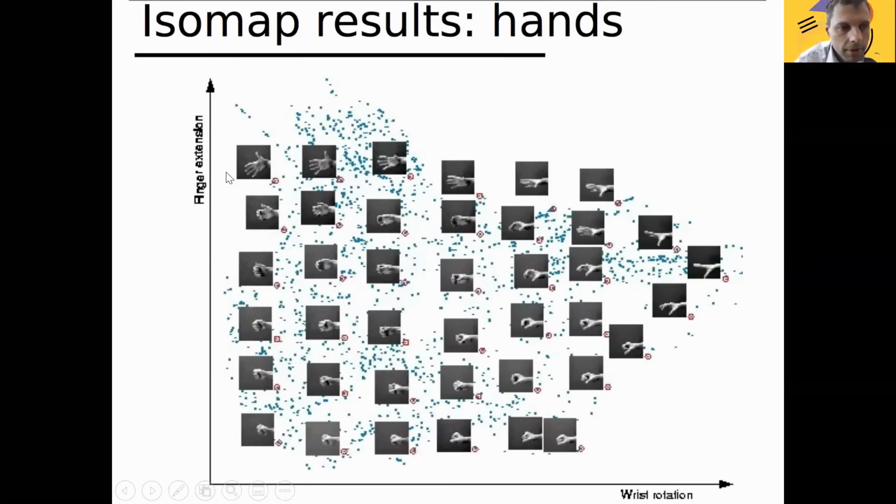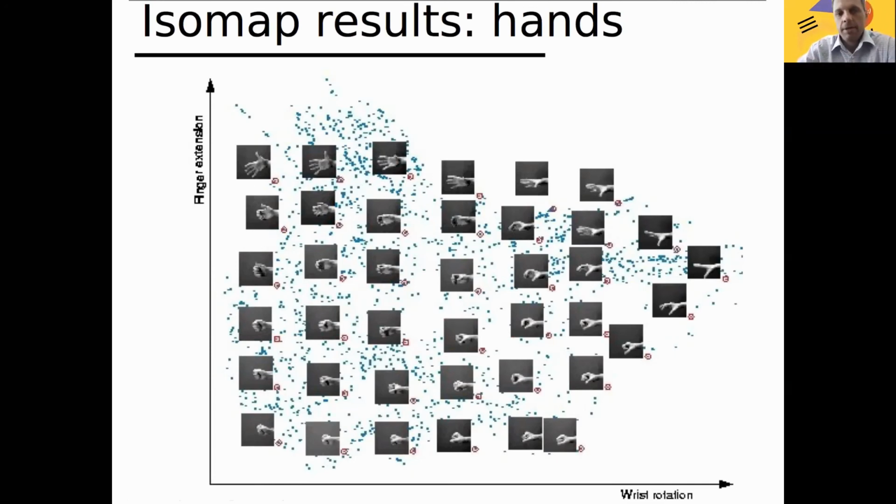Another example, these are images with a hand in different poses. And we project these images into a two-dimensional space. So each point here corresponds to a specific image of the hand. And we can see that close points here correspond to images with the hands in the same position.